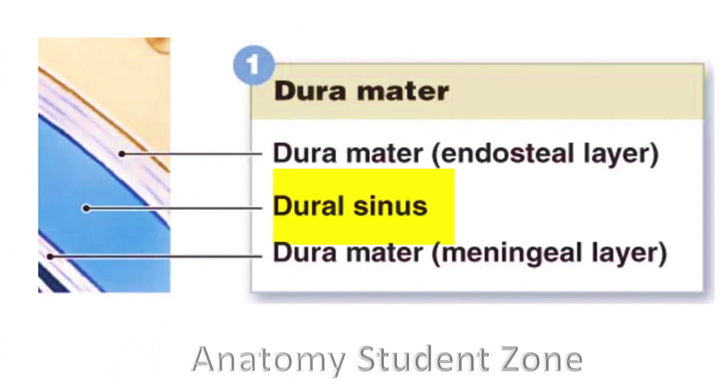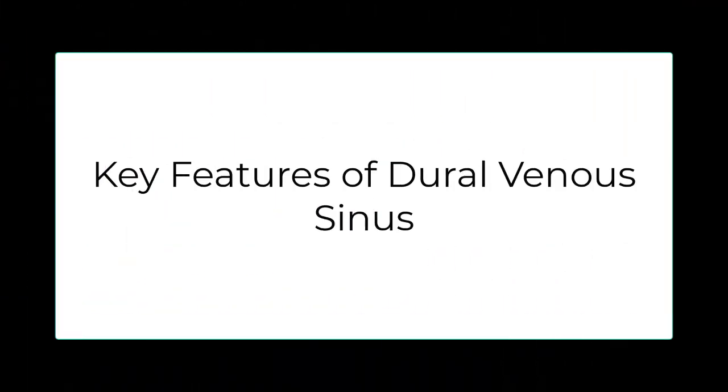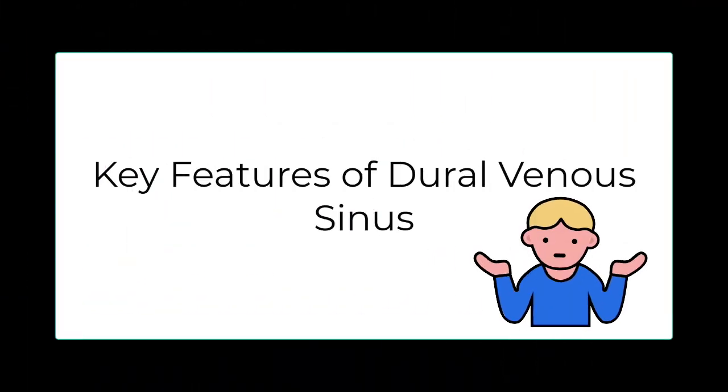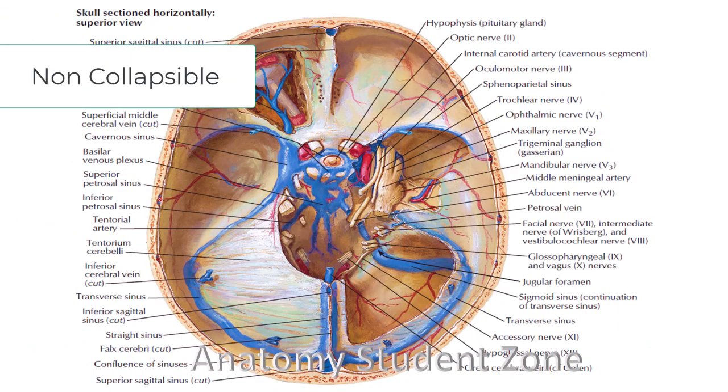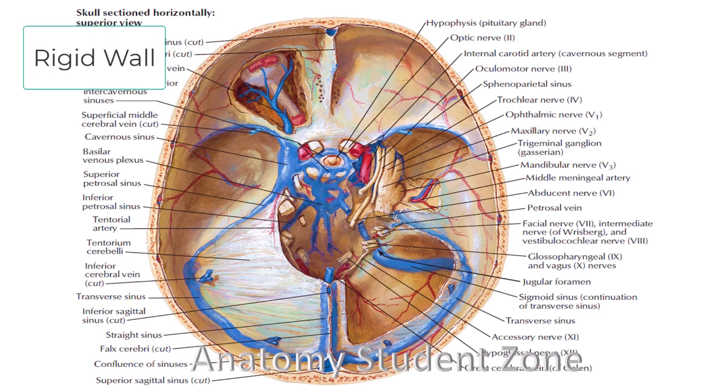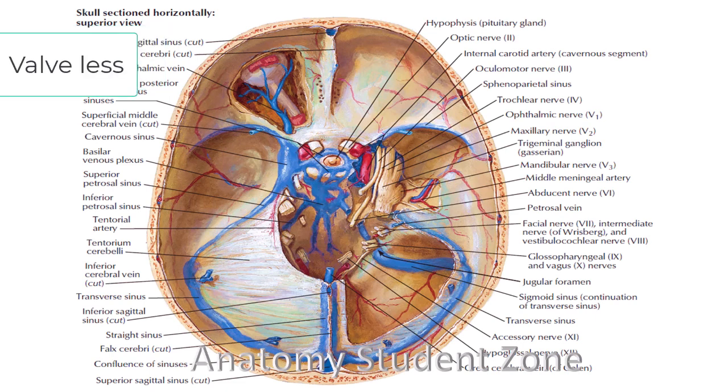They are having some special features, like all of you are different. One of you will be having different feature, another will be having different. So similarly, dural venous sinuses are also having some key features, and these key features are they are non-collapsible, they are having rigid wall because they are formed by a dura mater that maintains the patency. Another point is they are valveless, so blood flow depends upon gravity and the pressure gradient.